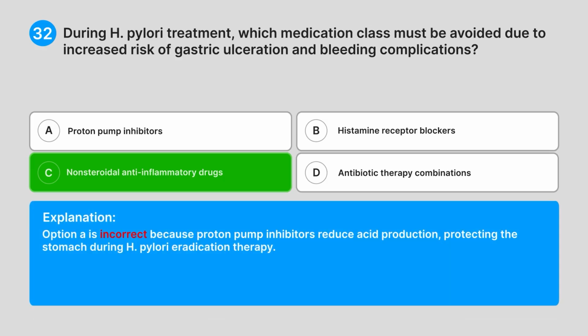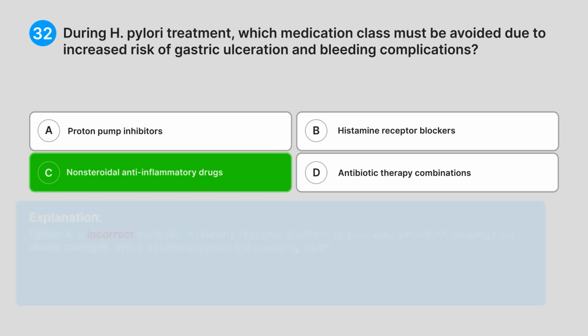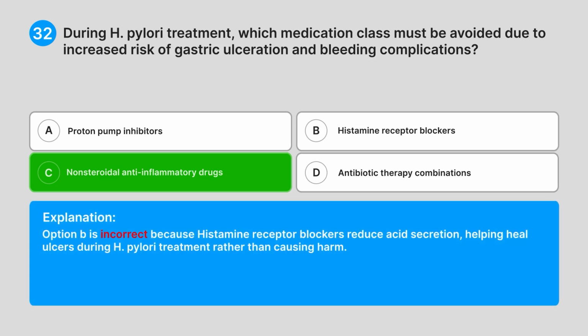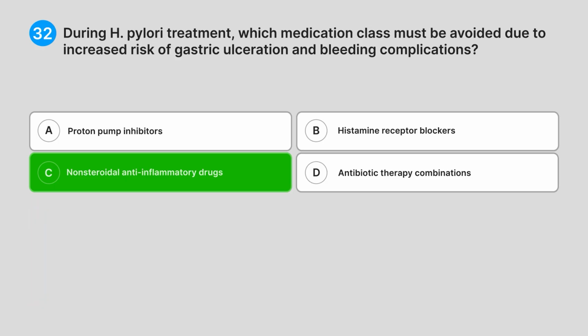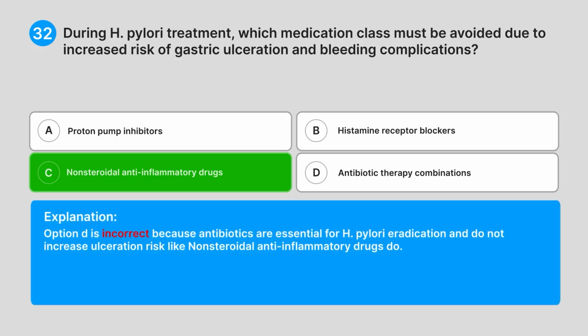Option A is incorrect because proton pump inhibitors reduce acid production, protecting the stomach during H. pylori eradication therapy. Option B is incorrect because histamine receptor blockers reduce acid secretion, helping heal ulcers during H. pylori treatment rather than causing harm. Option D is incorrect because antibiotics are essential for H. pylori eradication and do not increase ulceration risk like non-steroidal anti-inflammatory drugs do.